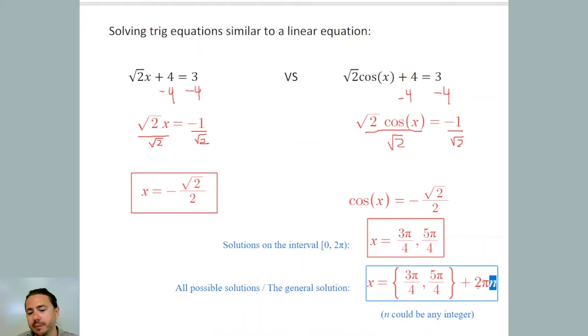This also takes care of your negative solutions as well, because if n could be any integer, it could also be a negative number. Like if this is -1, then adding negative 2 pi would be the same as subtracting 2 pi. So this grabs all of them. And so your general solution is going to look like this. The whole point of writing it like this is that we grab every single solution there is rather than just the ones on the unit circle.